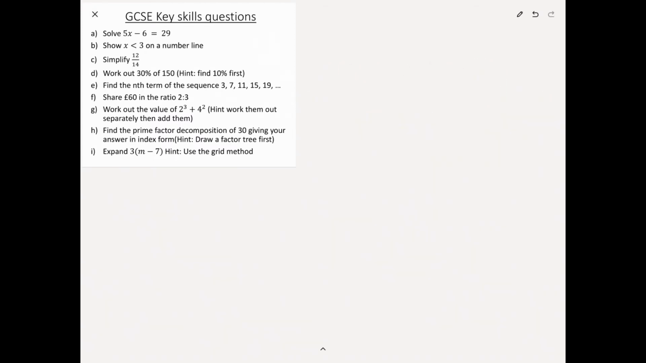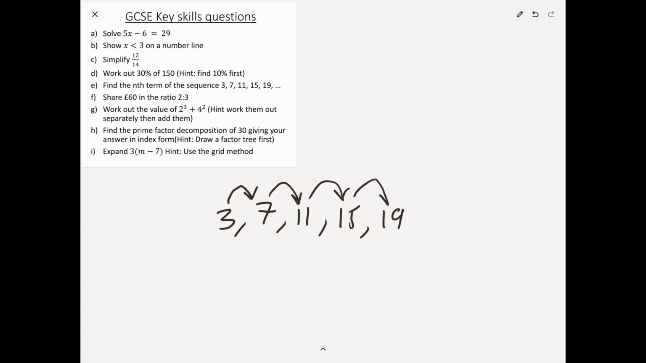E then, find the nth term of the sequence 3, 7, 11, 15, 19. Right, let's have a look. How do we get from 3 to 7, from 7 to 11, 11 to 15, and 15 to 19? 3 to 7 we add 4, 7 to 11 we also add 4, and that pattern continues. Each of those is add 4. Now that tells us that our nth term is going to be 4n. We're going to add something on the end here, maybe add or subtract something.